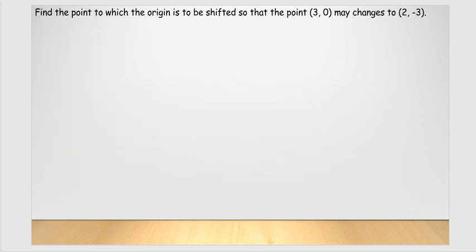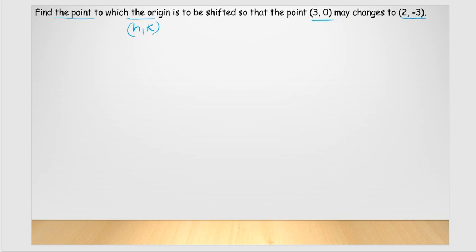Now question number 3. What is given: find the point to which the origin is to be shifted. That means we don't know the shifted origin, so we need to find h comma k, so that the point 3 comma 0 may change to 2 comma minus 3.